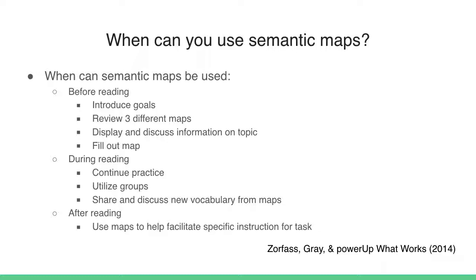Now, during reading, they're going to continue practice with this semantic map. So they're going to continue using the map as a group or maybe individually. And this one specifically is using multimedia maps. So that might be something that you use and maybe something you don't. And then this one also has, during reading, the students discuss and share new vocabulary in the map. So if one student has something that another student might not, this is a great time for the students to really share and learn how to collaborate together.